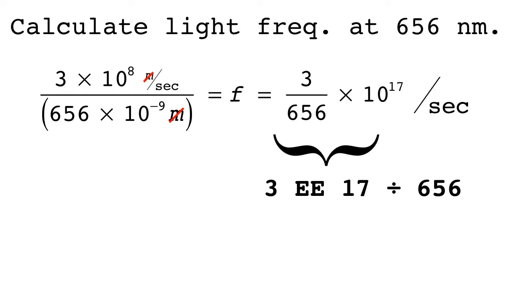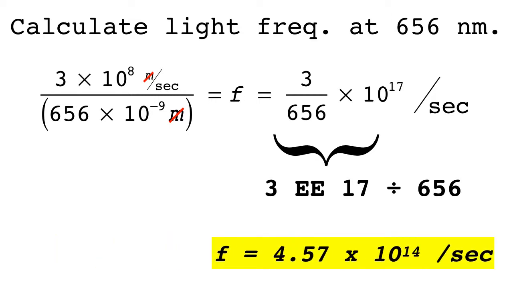And I highly recommend that you get familiar with scientific notation on your calculator. And by the way, on the final, you will not be allowed to use your cell phone, so it behooves you to get a calculator. Even a cheap $15 special from the bookstore will do. All right, so you do this calculation, 3 EE 17 divided by 656, and you get 4.57 times 10 to the 14.